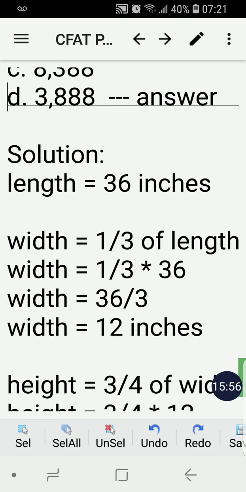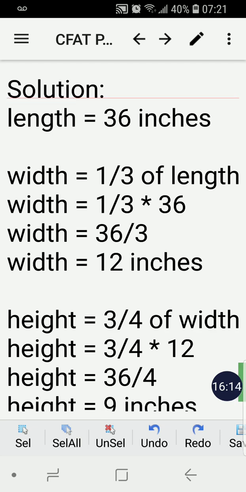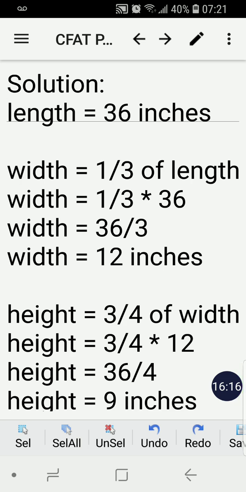So the solution, we are given length as 36 inches. Width is equal to 1/3 of the length. So 1/3 times 36, we get 36 over 3 and then 12 as the width. And so we are given the height as 3/4 of the width. So 3/4 times 12, we get 36 divided by 4 is equal to 9 inches.